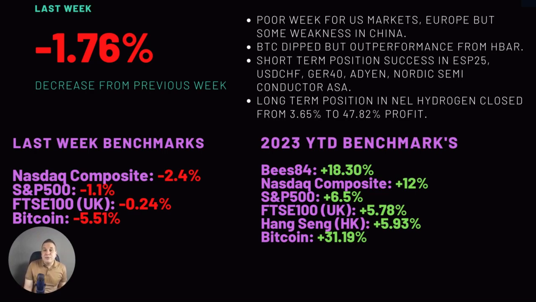So it actually pays for it to be open for specific periods of time as well. I also did some other more speculative short-term trades in Adyen, as well as Nordic Semiconductor, as I expected that after having a large drop, they were going to have a small bounce back, which came to fruition.